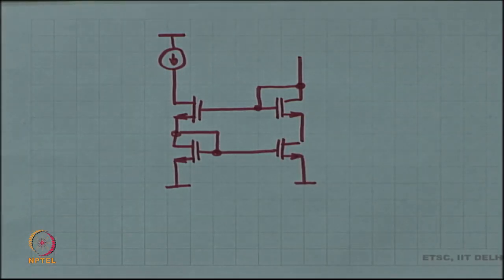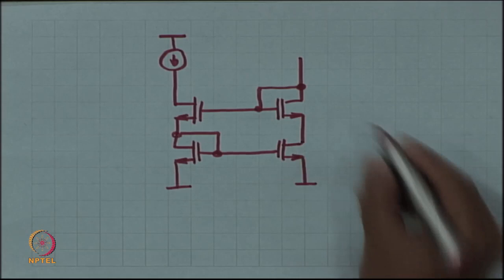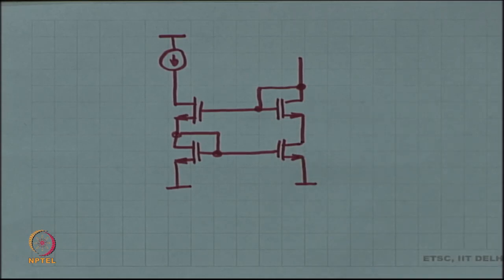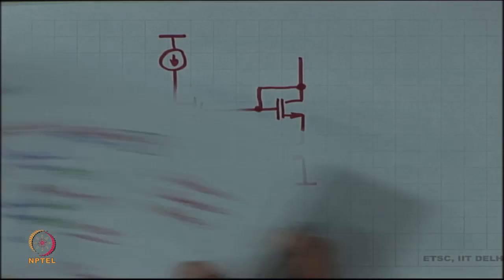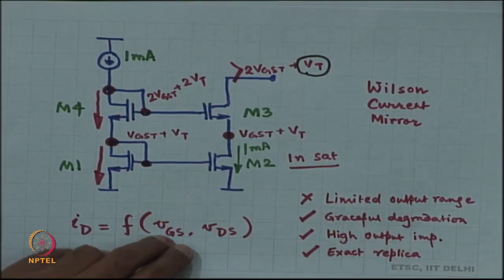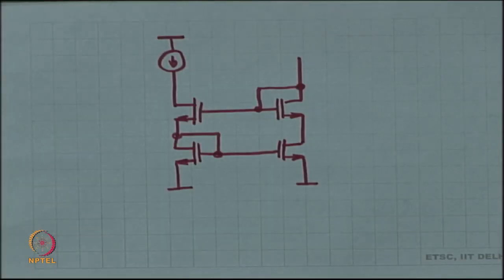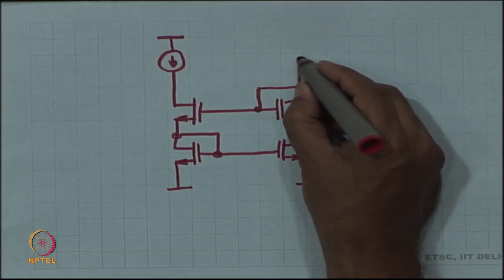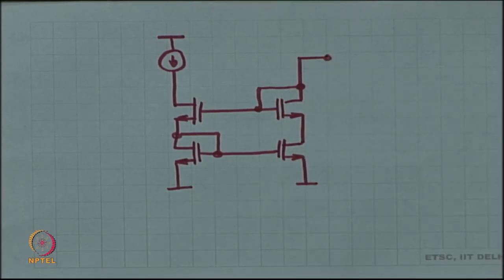Okay. So, this is called the modified Wilson current mirror. This is just an extension to the original Wilson current mirror, right. The only difference being that this connection is now on the other side. Okay. And the performance is very similar to the original Wilson current mirror.